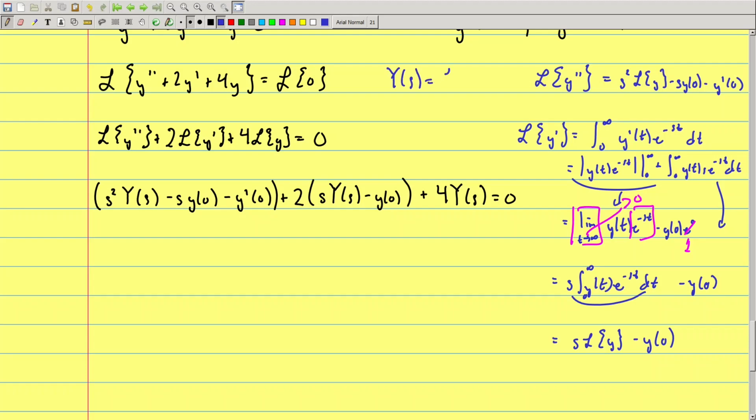Yeah, Y of s is just a different way of writing this. Less complicated notation. So it is the representation of the solution y in the s domain, whereas lowercase y of t is the solution in the t domain. Our goal ultimately will be to isolate this function and then be able to convert it back into the t domain, and that'll be our answer.